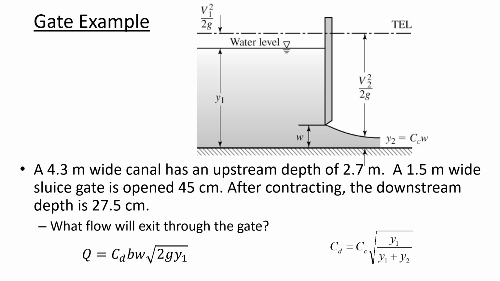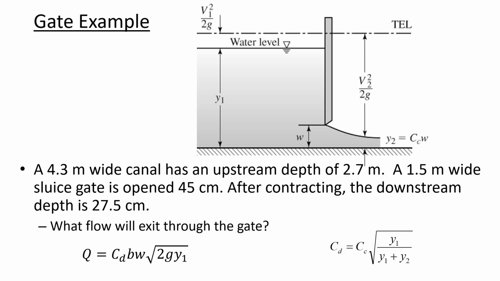We want to know what is Q when B is 1.5 meters, when W is 0.45 meters, when Y2 after contraction is 0.275 meters, and let's see, what else do we not know? Well, g would be 9.81 meters per second squared. You're going to have to calculate C sub C.